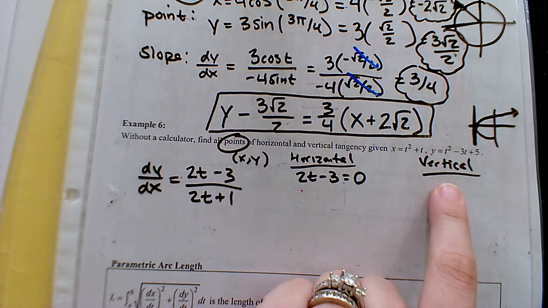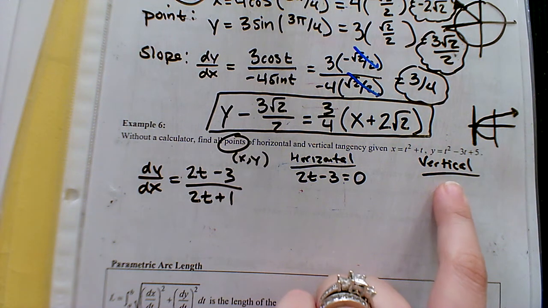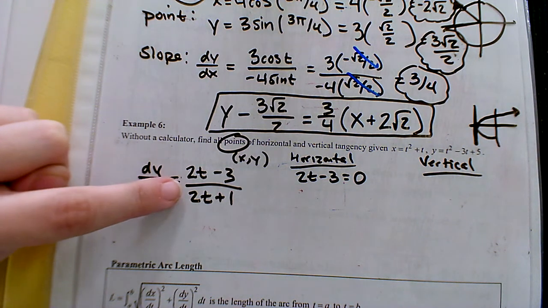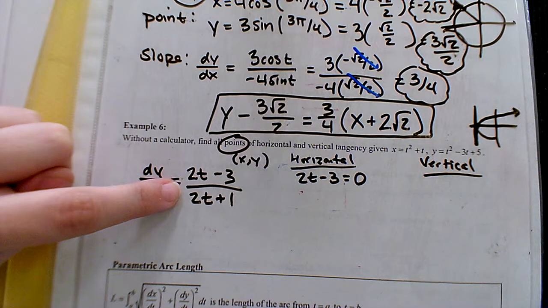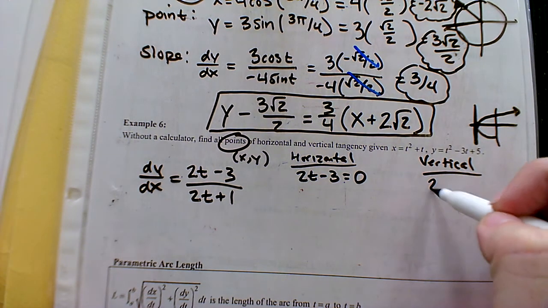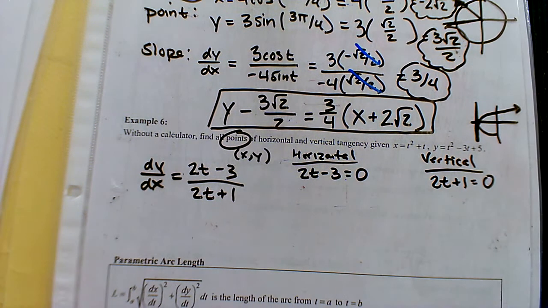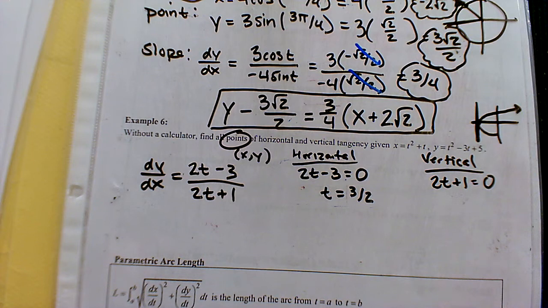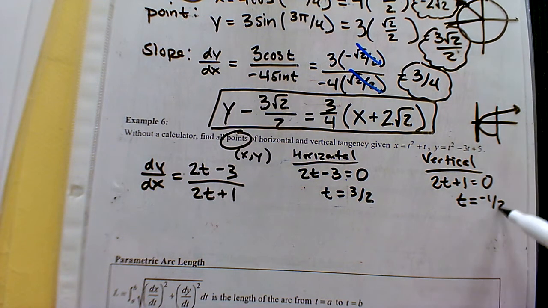What's the slope of a vertical line? It's undefined, right? There's no slope whatsoever. So what part of a fraction should we set to 0 to label it as undefined? The bottom, right? So to figure out a vertical tangent, we'll set the bottom equal to 0. In each case, we can figure out the particular time during this parametric curve where we have a flat slope or a vertical slope. So for the horizontal, the time would be 3/2, and for the vertical, it looks like we have -1/2.